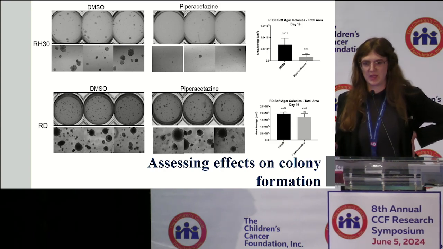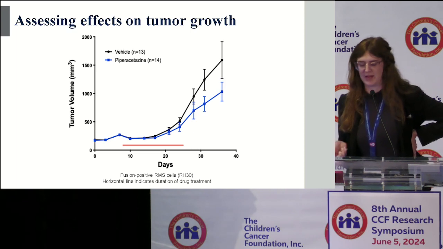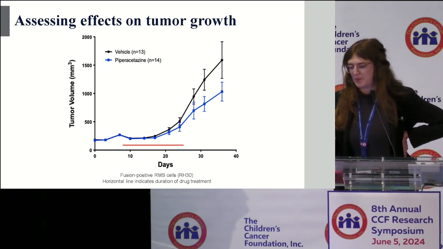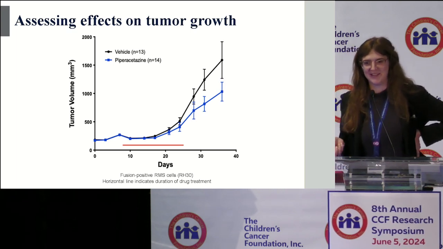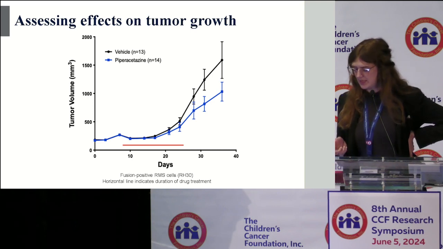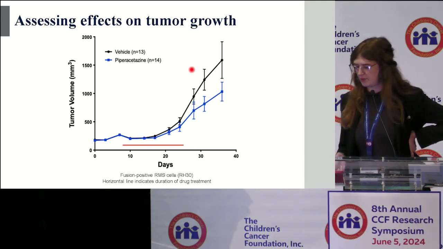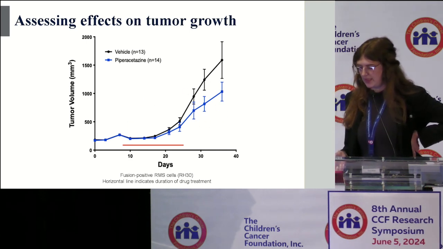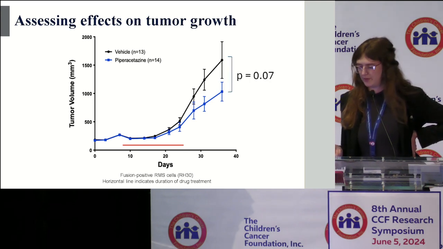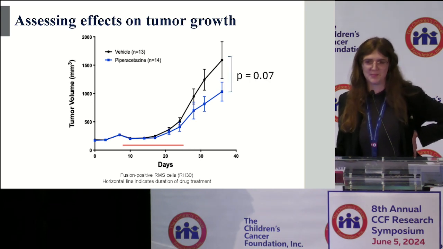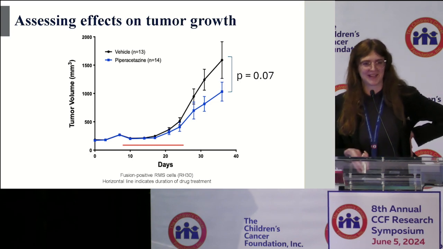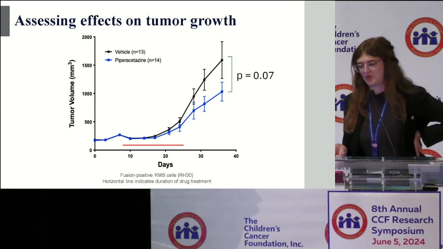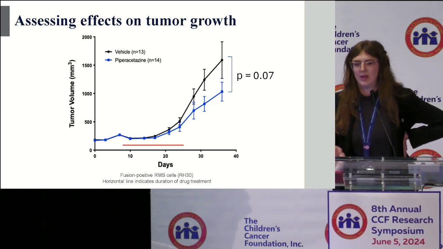So the next step was testing in vivo, and I mentioned this to some people who came to my poster earlier. Here's the data. In black, you can see the line for vehicle treatment, and in blue, this is with our drug piperacetazine. You can see there's a bit of a separation of the curves, but our p-value, drum roll, is 0.07, which is not exactly what you want. It doesn't reach statistical significance.